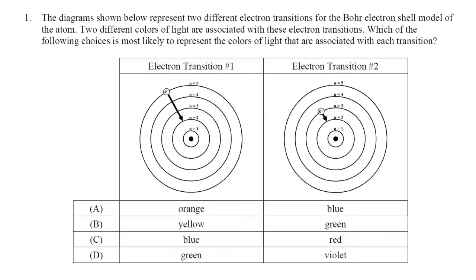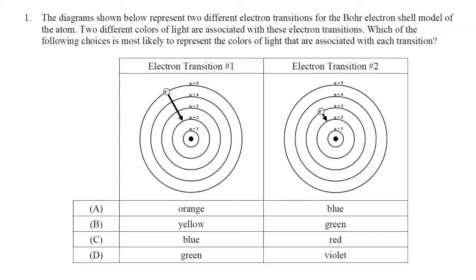Now let's begin and take a look at question 1. Question 1 says, the diagrams shown below represent two different electron transitions for the Bohr electron shell model of the atom. Two different colors of light are associated with these electron transitions. Which of the following choices is most likely to represent the colors of light that are associated with each transition?